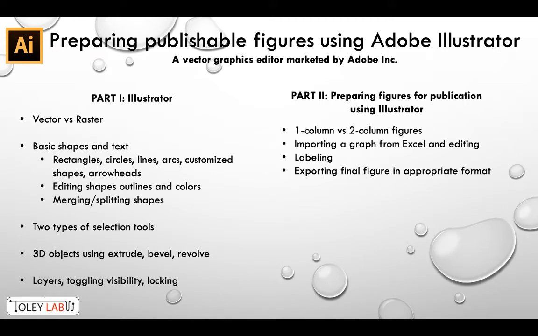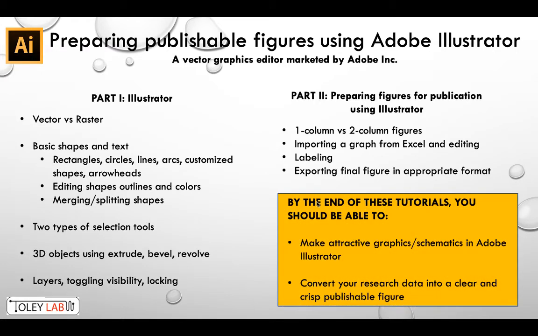We'll do this in two parts, as I said. By the end of both parts, you should be able to make attractive graphics slash schematics of various experiments that we do using Illustrator. And ultimately, you should be able to convert your research data into a clear and crisp publishable figure. So that's the overall aim of this. So let's get started by trying to understand what is vector and what is raster.